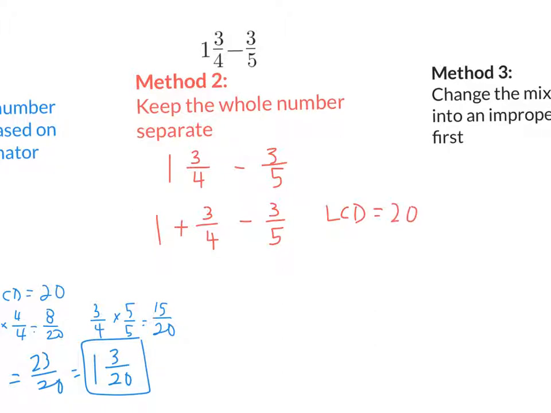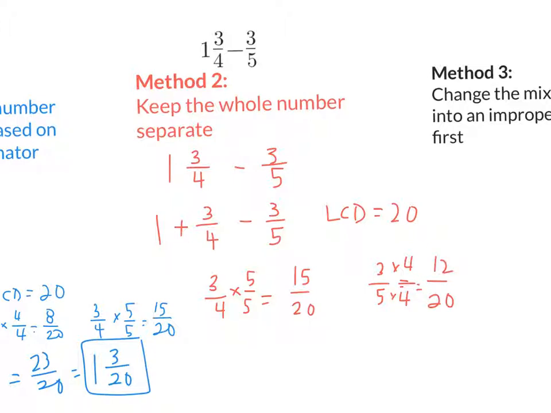Okay, let's write our equivalent fractions. 3/4 is going to be equal to how many 20ths? Well, how do I get from 4 to 20? What do I need to do? Multiply by 5. So I need to multiply 3/4 by 5/5. So that's 15/20ths. And then 3/5 is going to be how many 20ths? Well, I need to multiply by 4/4. So that's 12.